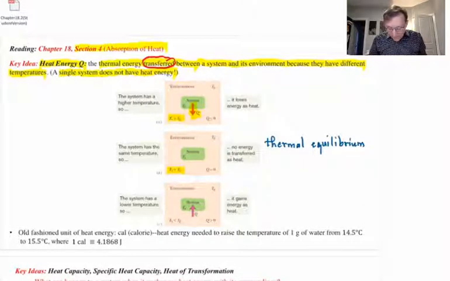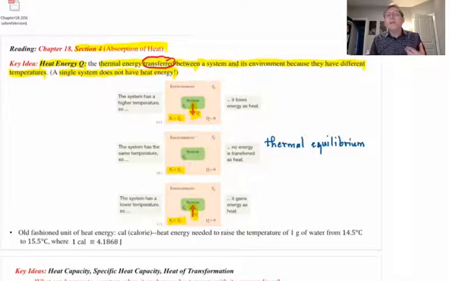The bottom picture shows the situation where the temperature of the system is lower than the temperature of the environment. T sub S is less than T sub E. Then experiments show that there will be energy transferred as heat, and this little schematic and the arrow shows you the direction of that energy transfer as heat, Q, from the environment into the system.